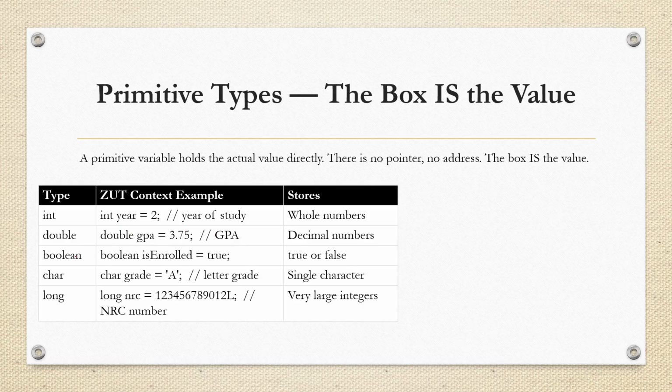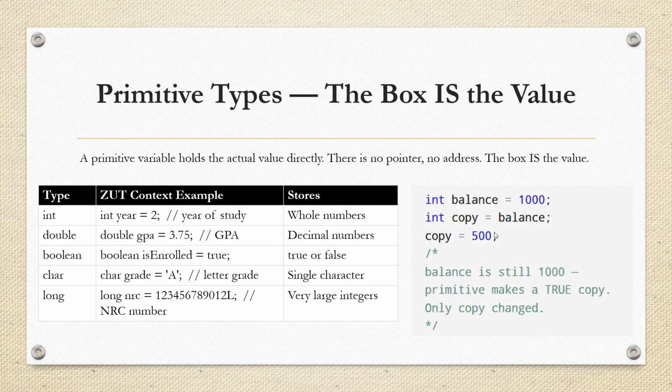So char stores single characters. We can have long, which can store numbers like 1, 2, 3, 4. I'm even tired, but you get the point, right? It can store pretty long numbers or very large integers. So this is something that we can have.